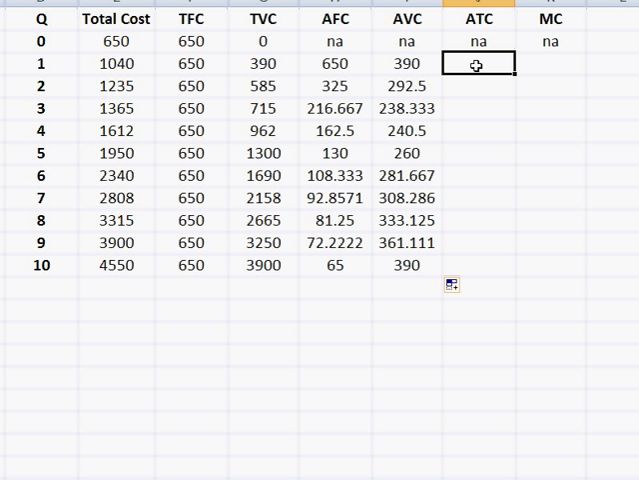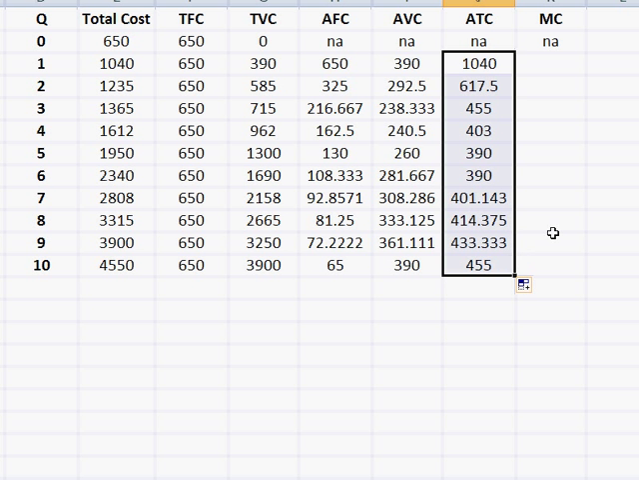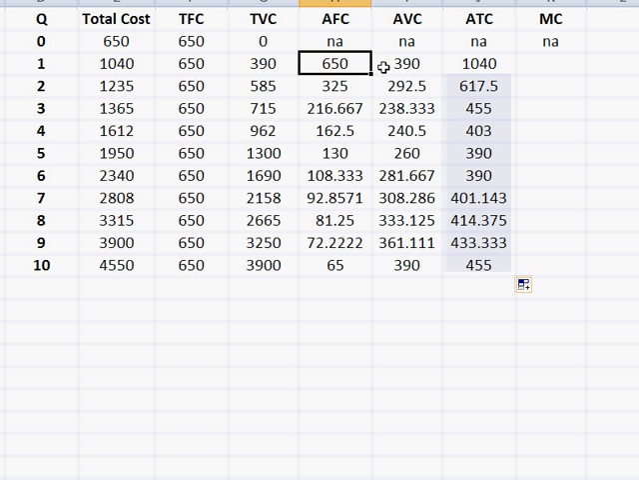Average total cost, same thing. It's just the total cost divided by quantity. So equals 1040 divided by 1 in this case. Now, you can also get average total cost by adding up the average fixed plus the average variable. Just like with the total cost, splitting it into variable and fixed, we can think about this average total cost being split into average variable and average fixed.